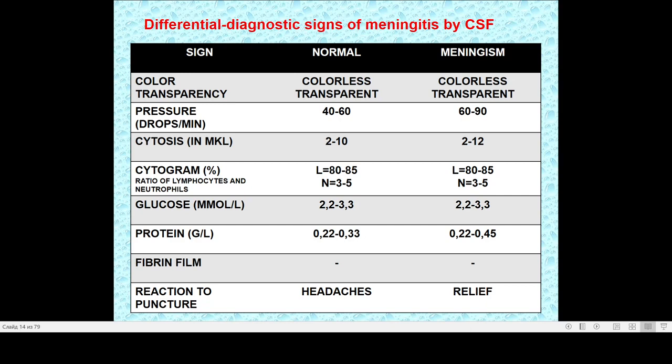Tumor, brain edema, trauma, intracranial bleeding, stroke, and other reasons when we may suspect toxic damage, when we may suspect meningitis-like syndrome. Signs of meningitis are present, but changes in cerebrospinal fluid are practically absent, especially inflammatory changes. And look, the level of protein is practically normal. The level of sugar is not changed. The level of cells is not changed.